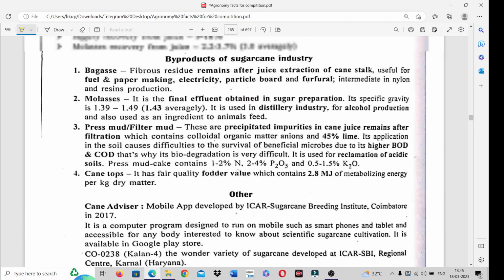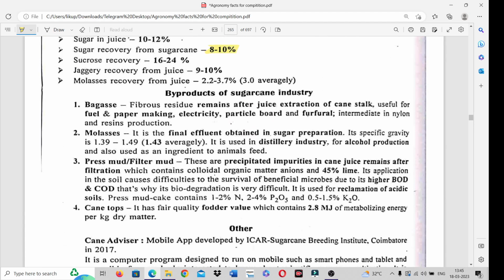Okay, byproducts of sugarcane industry. Bagasse: fibrous residue remains after juice extraction of cane stalk, useful for fuel and paper making, electricity, particle board, food, and as an intermediate in nylon and resins production. That is bagasse, the fibrous residue remaining after juice extraction of cane stalk.